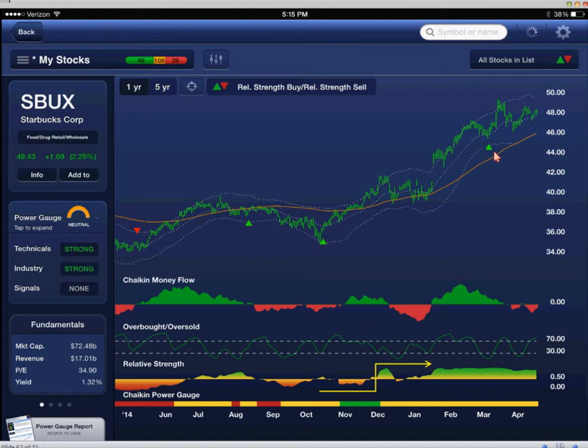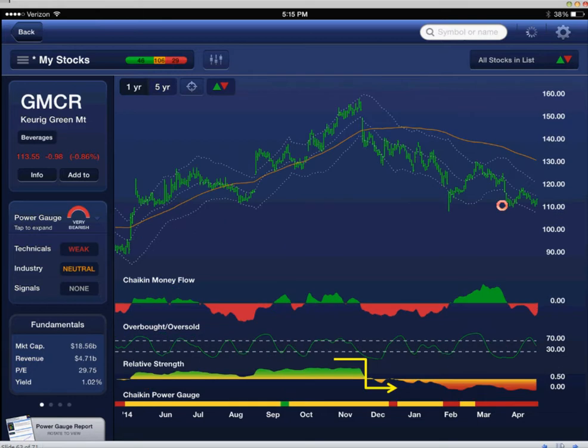You look for those signals ahead of earnings. There's another benefit to focusing on this discipline. You avoid stocks like Green Mountain Coffee, where you have a bearish power gauge rating and you had a bearish personality change back in November when the stock was trading at 135 on the way to 110.